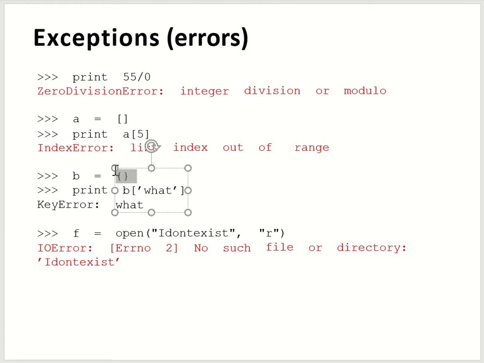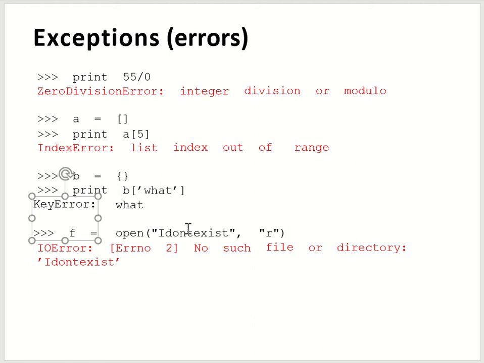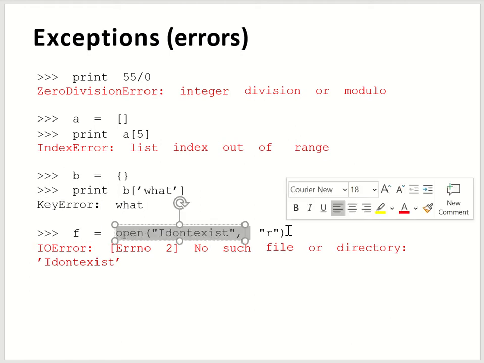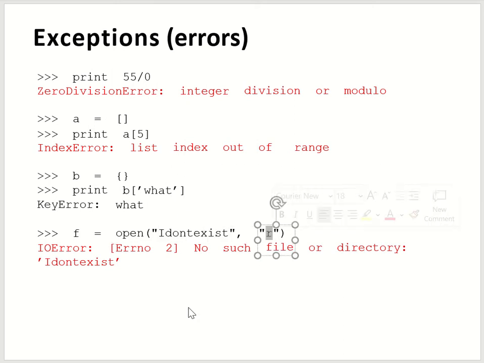But if b is an empty dictionary and you try to see what's the value associated with the key, the string "what", you're going to get a key error for that. And if you try to create a file object, opening a file that doesn't exist in read mode, assigned to the variable f, you could get an IO error, input-output error: no such file or directory.